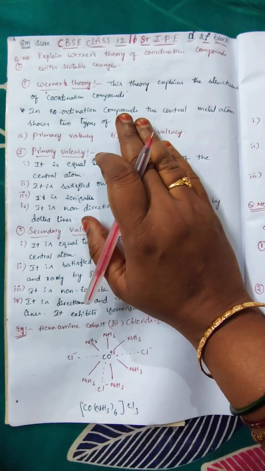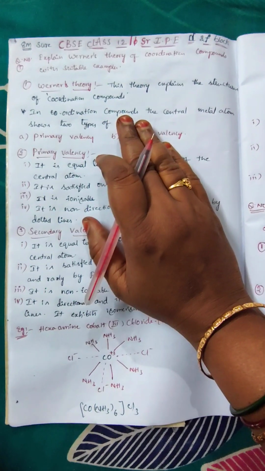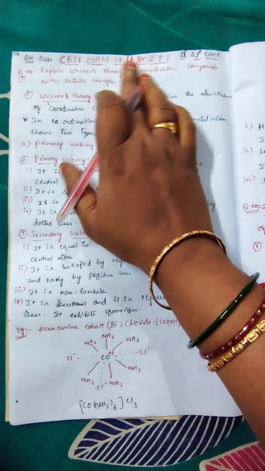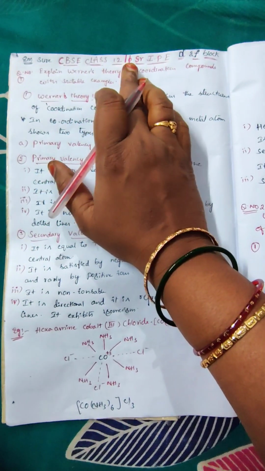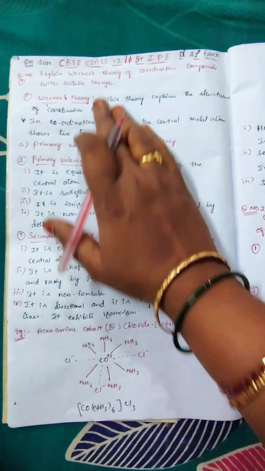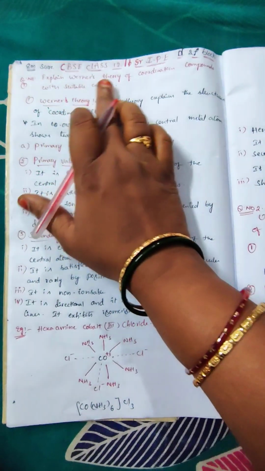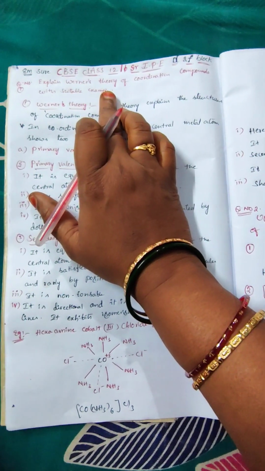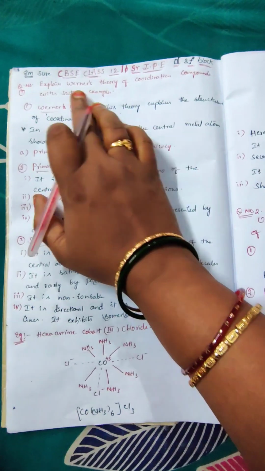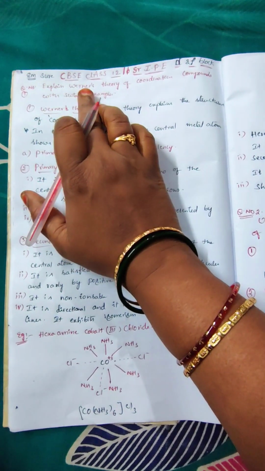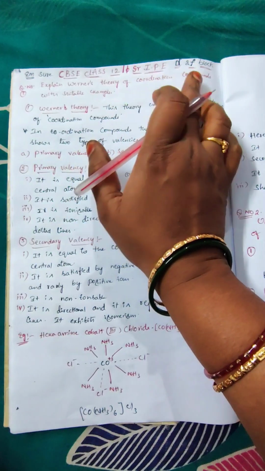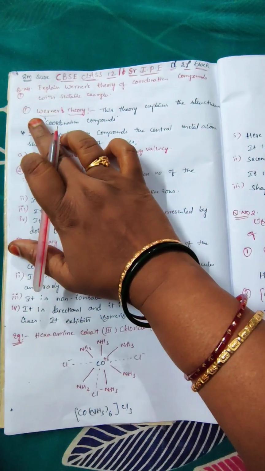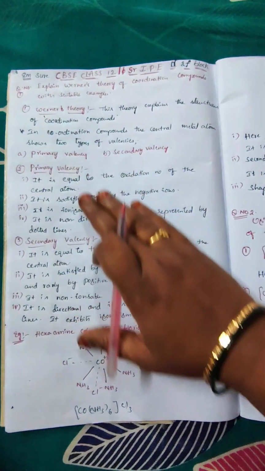So today we will discuss an important topic from D and F block elements, and that is from both CBSE class 12 and senior IPE. The important question related to Werner's theory of coordination compounds with suitable examples. Many times they ask this: explain Werner's theory of coordination compounds with suitable examples. Here for Werner's theory, we will discuss point-wise.